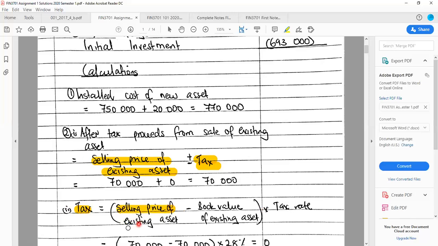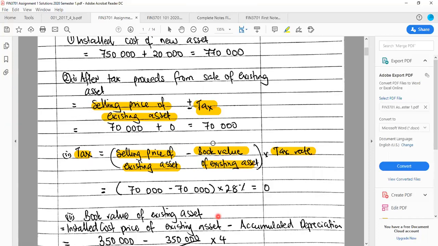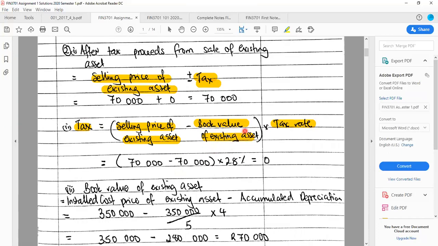Selling price of the existing asset less book value of the existing asset multiplied by the tax rate. And then sometimes we are not given the book value of the existing asset. And to calculate the book value of the existing asset, we take the installed cost of the existing asset minus the accumulated depreciation. Okay. So let's just go through this calculation.